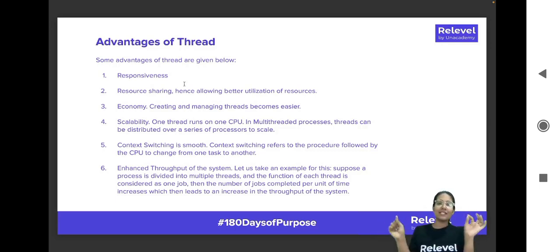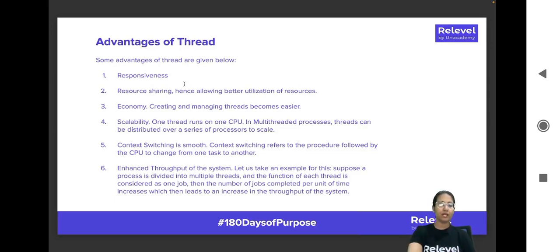Now, if you execute one process over a period of time, let's say in 10 seconds you complete one process, but if that process gets divided into 5 parts, right? Each of them takes care of a particular part and all of them complete in parallel. That will mean that the number of jobs completed per unit time will increase and hence the overall throughput of the system will increase as well. Okay, and that's the overall advantage of using threads.